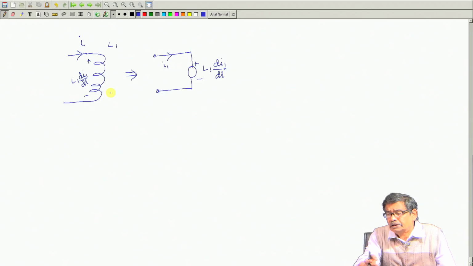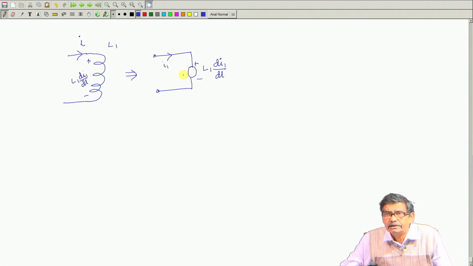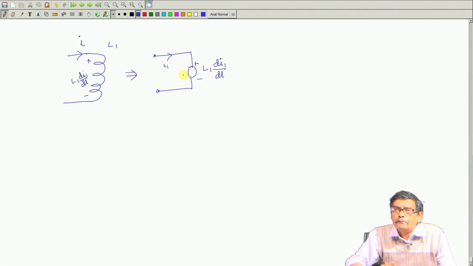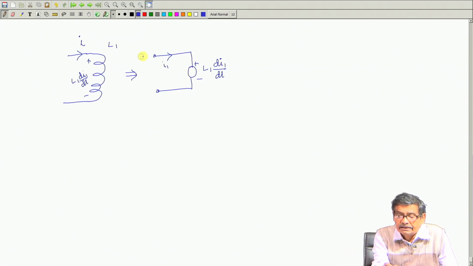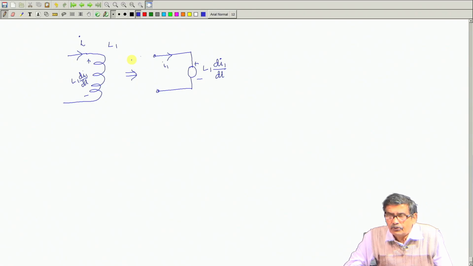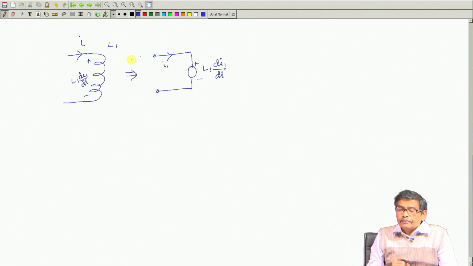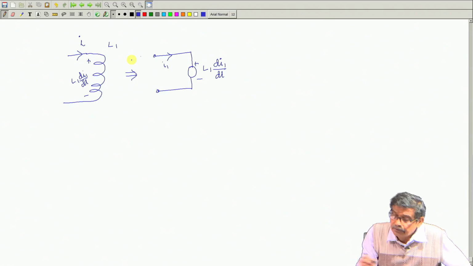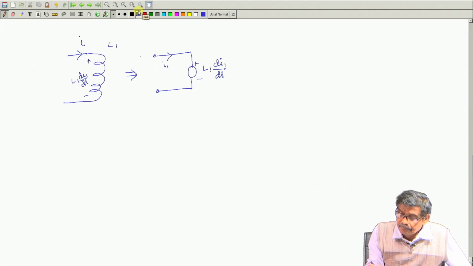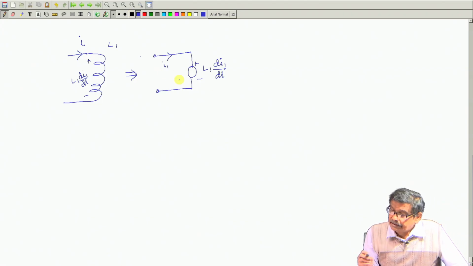And depending upon the value of dI1/dt, sometimes this inductance is going to store energy, sometimes it will pump back energy to the supply, where there are some sources connected and so on. So, anyway, that is the case. So, this is how we represent it.